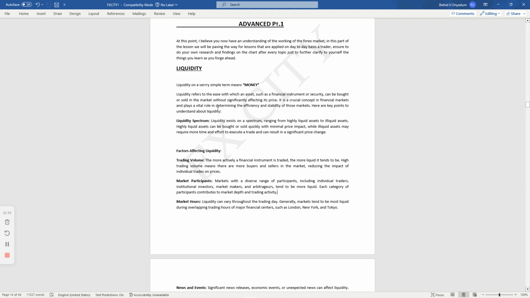So liquidity actually means money. Once you hear that a market is liquid, what it means is that there is enough money, enough activity going through that market. Let's say Euro USD. Euro USD is the most liquid pair in the world. That's why the spread on Euro USD is the smallest. Euro USD and GBP USD have the smallest spreads ever in forex trading.